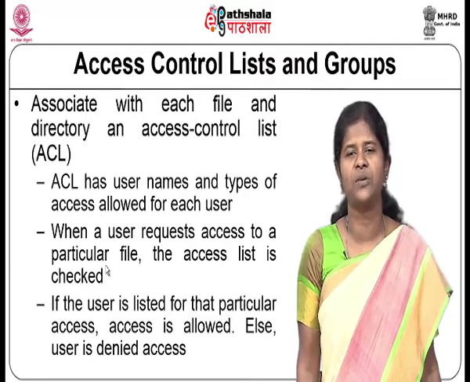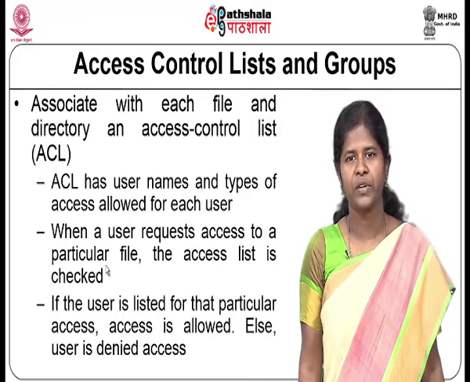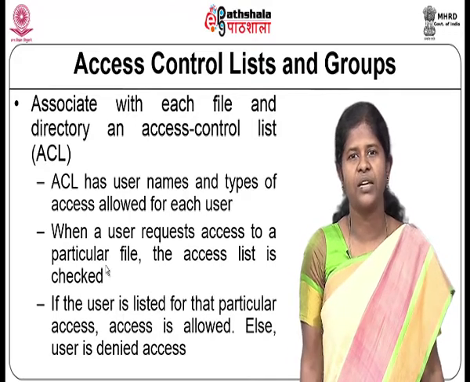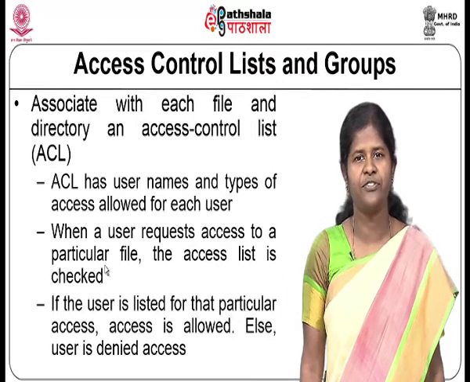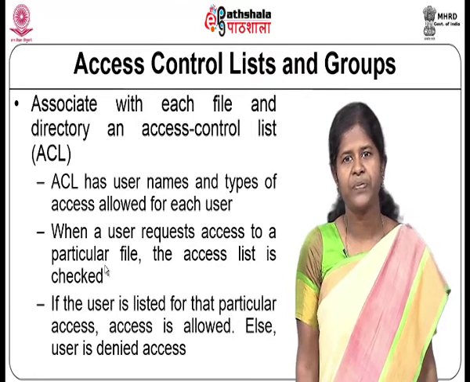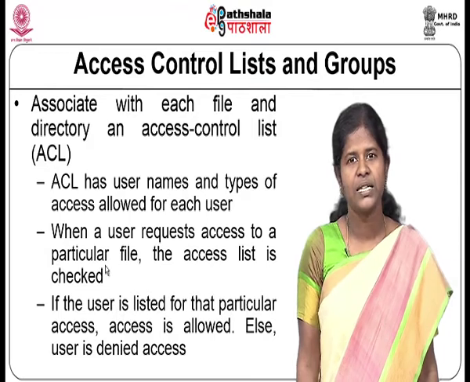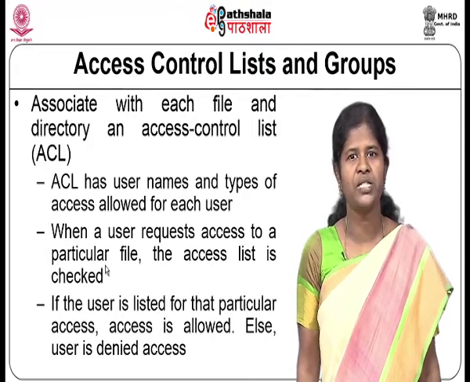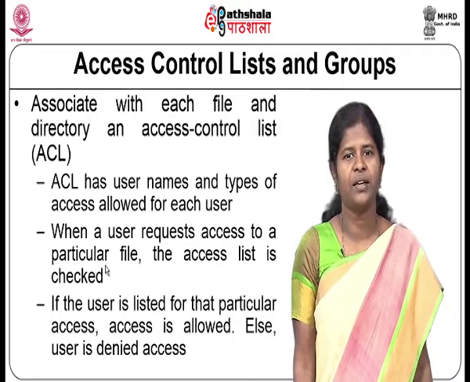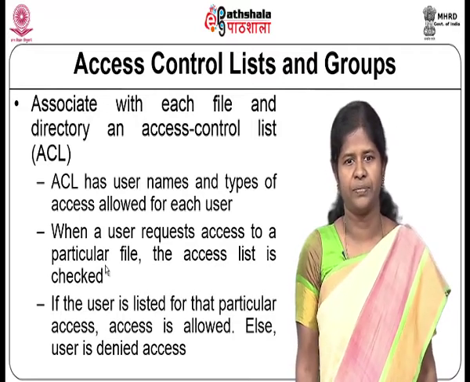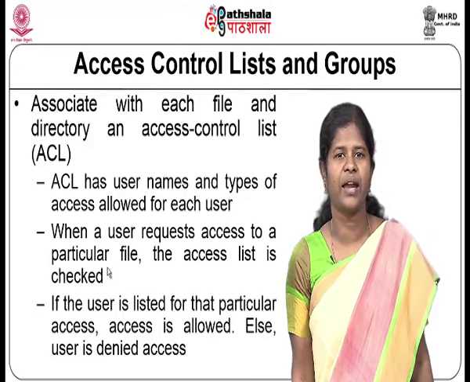Say for example, a user called Jane is trying to read from a file. Then for that file there will be an access control list, and within that access control list they will try to find out what permissions are allowed for Jane. If read permissions are allowed for Jane, then that access will be allowed, else Jane will be denied access to that particular file.